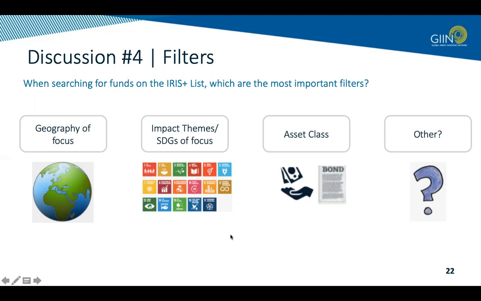Awesome. Great. Let's lock the results. SDGs is the first one at 85%, geography of focus and asset class with about 50% each, so both of those are important. And then we also got comments on a few others: diversity of fund managers and investments, AUM, experience, and direct or indirect strategy.